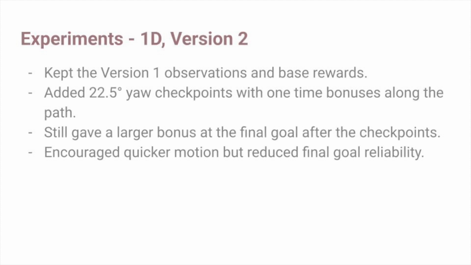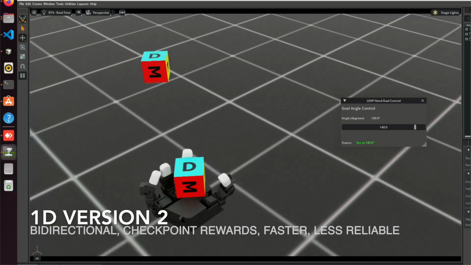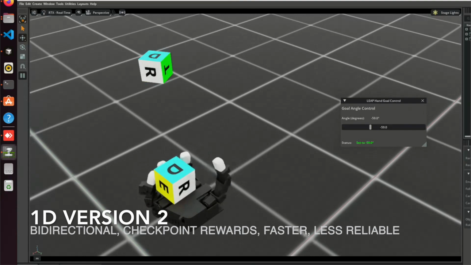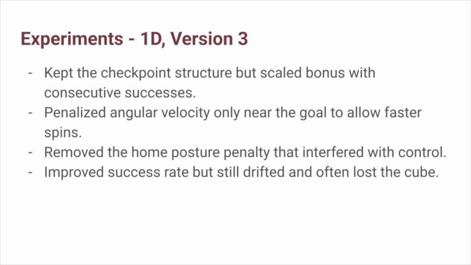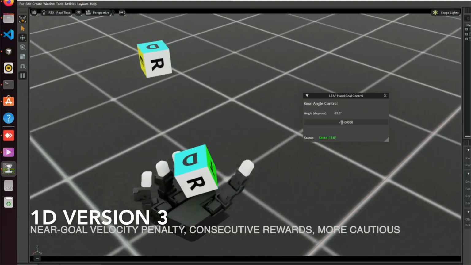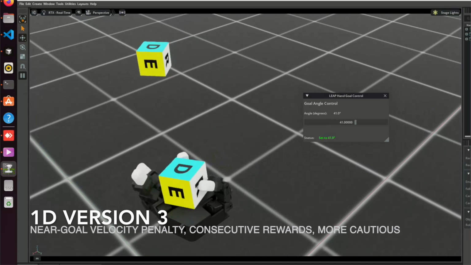For the second version, we introduced evenly spaced intermediate reward checkpoints and penalties that encouraged stable holding. Speed and steady state error improved, but its success rate and consecutive goal successes went down. For version 3, we only apply the angular velocity penalty near the goal and remove a default pose penalty to prevent conflicting rewards. We also gave increasingly large rewards for each consecutive success to encourage reliability. This was a big improvement in success rate and consecutive successes, but at the cost of speed, likely because it learned to be more cautious.